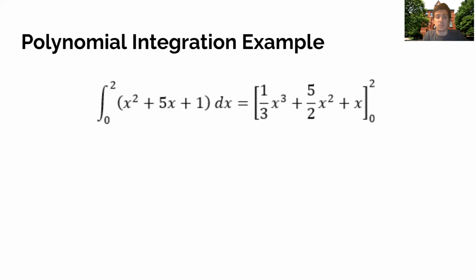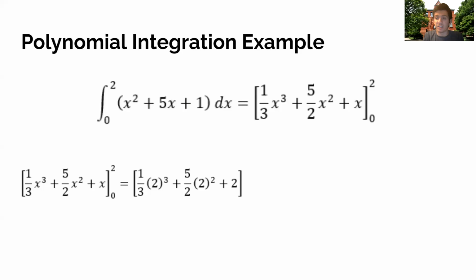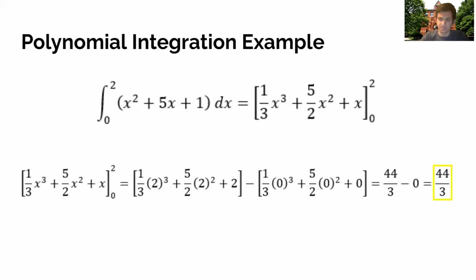Then we make sure to take our capital F of b minus capital F of a. So we plug 2 into that equation for x. You get 1/3 times 2 to the third plus 5/2 times 2 to the second plus 2. And from that, we will subtract the same thing, but plugging zeros in, which sure enough is going to give us just 0. So if you evaluate it, we end up with 44 over 3 minus 0, which of course gives us 44 over 3. Knowing how to do these definite integrals is going to be really important, especially as we delve later into the energy balances.